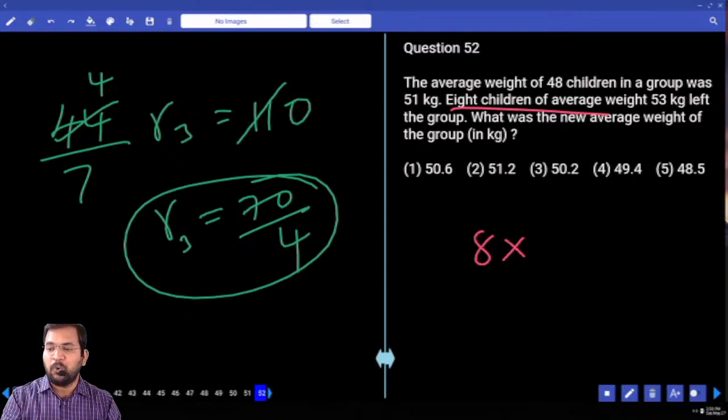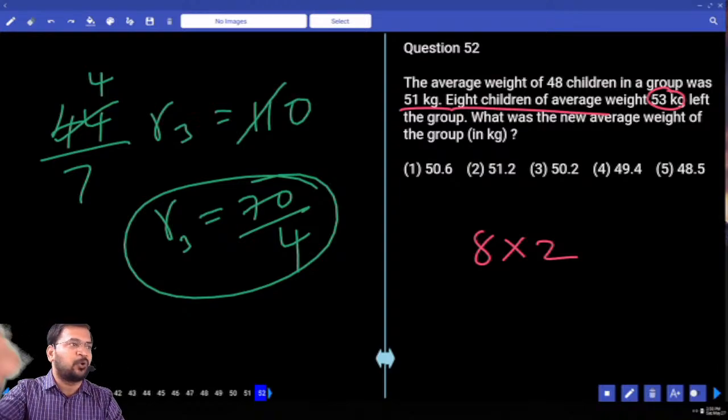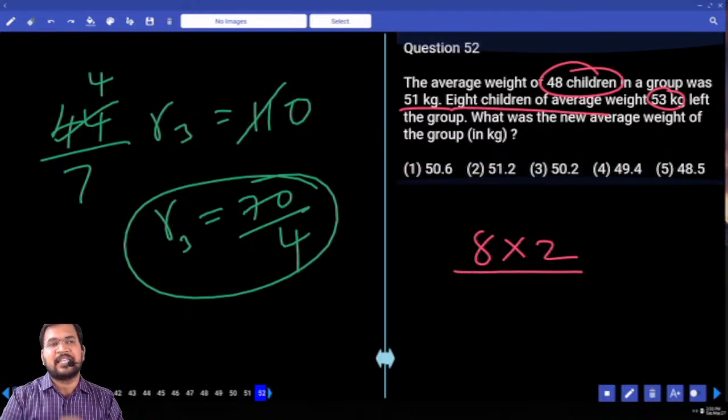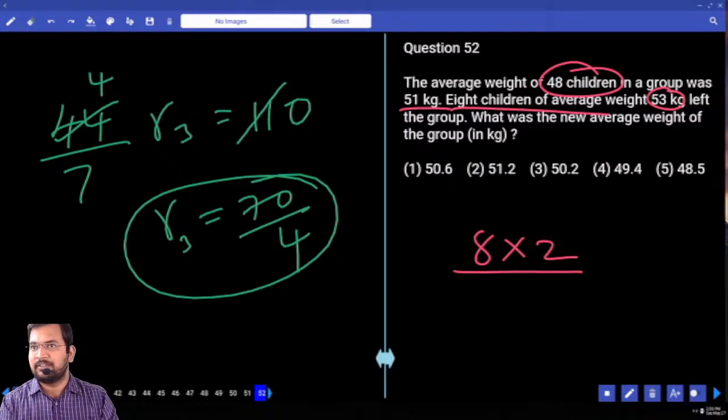Each person who left weighs 2 kg more than the original average, right? 8 into 2 is 16 kg. That 16 kg is the extra weight that leaves, and its effect is on how many students? The remaining 40 children.